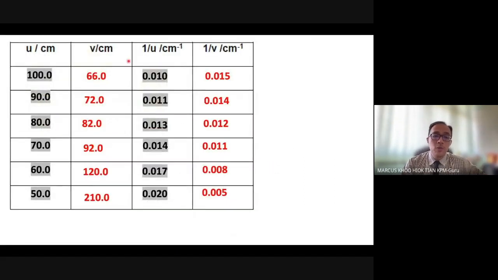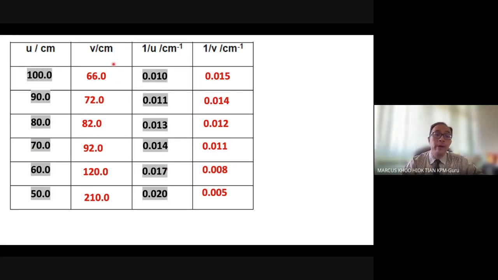Now this is one set of readings that I got from one of your classmates. It may not be correct or it may not be the same as yours, but it doesn't matter. The only question you need to answer is: is the reading consistent with our hypothesis? Our hypothesis says that when the object distance increases, the image distance decreases.